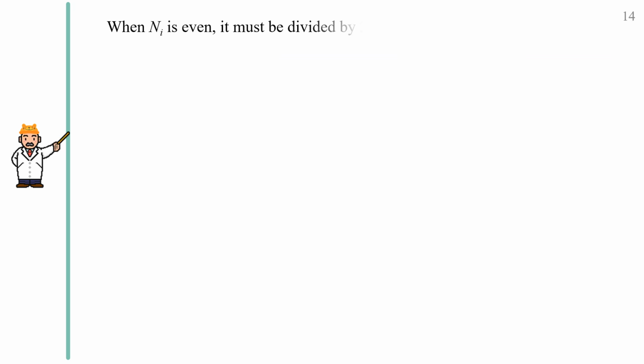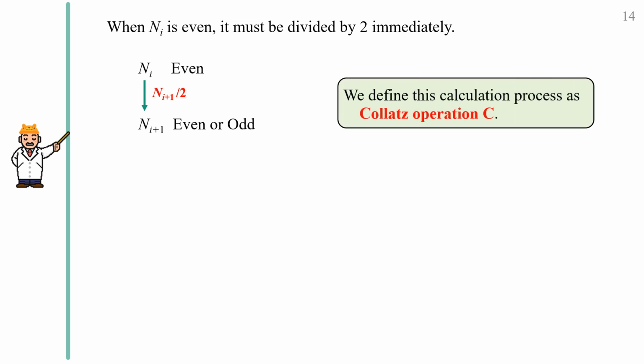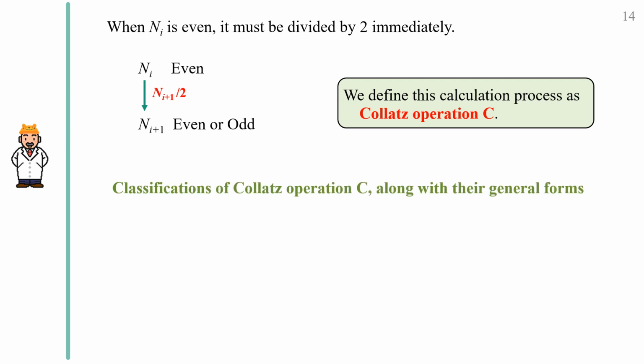When n_i is even, it must be divided by 2 immediately, as shown here. The resulting value, n_{i+1}, becomes either even or odd. We define this calculation process as Collatz operation C. The classifications of Collatz operation C, along with their general forms, are shown in the following table.